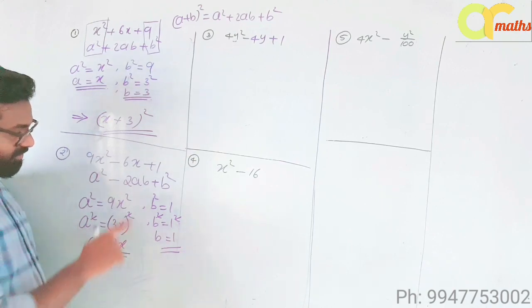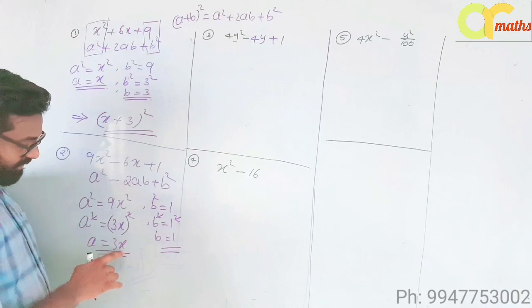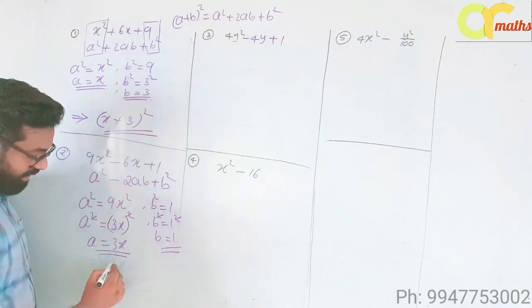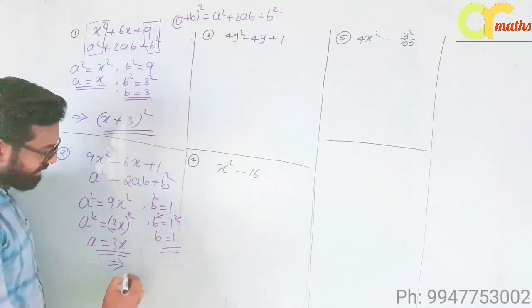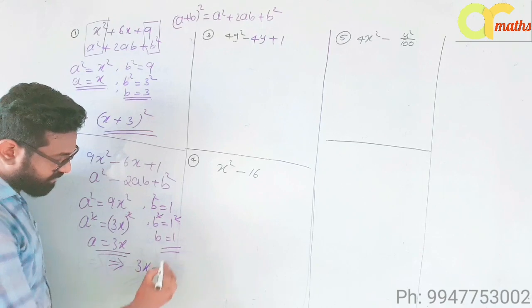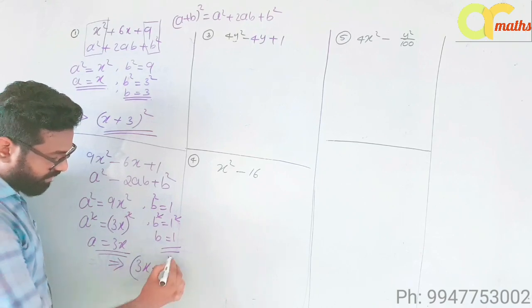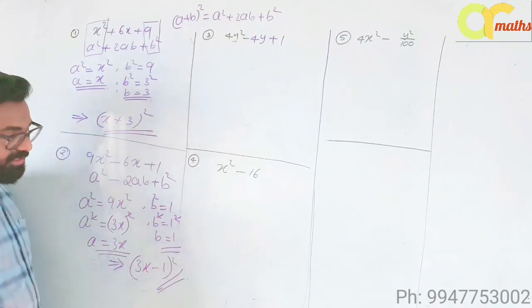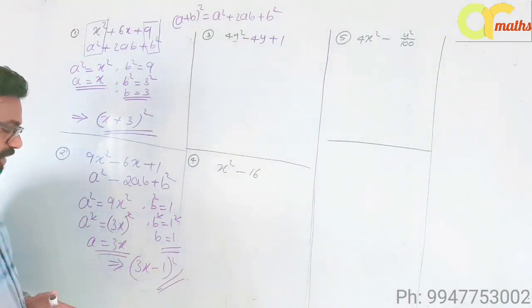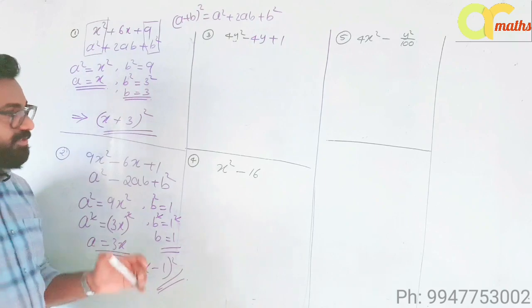What is 2ab? 2ab, 2 into 3x, 6x, 6x into 1, 6x. It is correct. So answer is (a minus b) whole square. So here a is 3x minus b is 1, whole square. Very simple. The factorized form of 9x square minus 6x plus 1 is (3x minus 1) whole square.